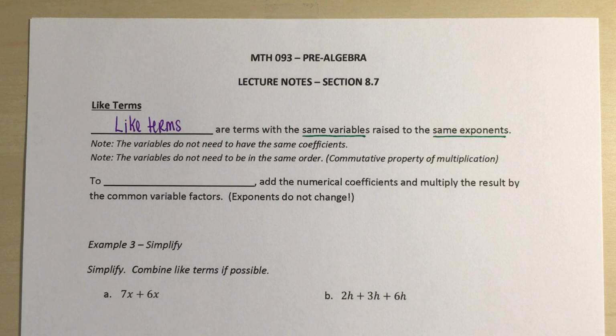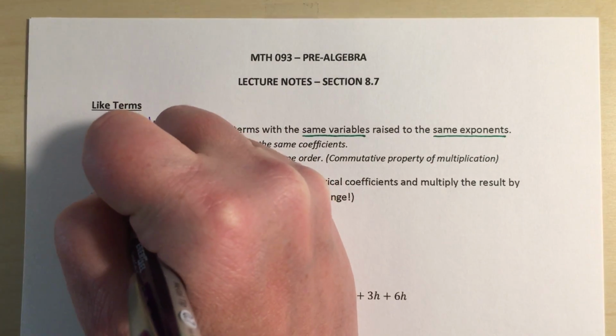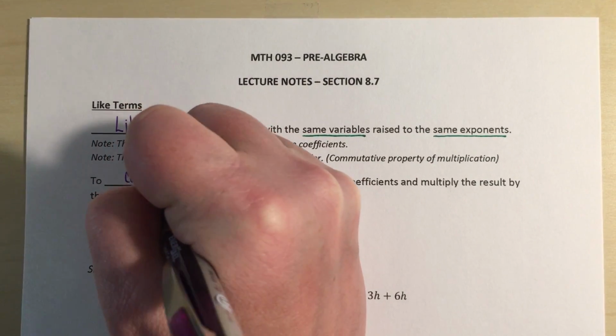This has to do with our commutative property of multiplication, which we've mentioned a couple of times. The order doesn't matter. We'll also see a little bit more with our commutative property of multiplication in the next section. So AB and BA are actually going to be like terms. Our variables do not necessarily need to be in the same order, but we need to have the same variables raised to the same exponents. When we are dealing with like terms, we call it combining like terms.